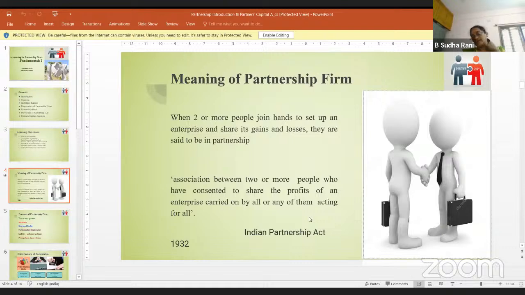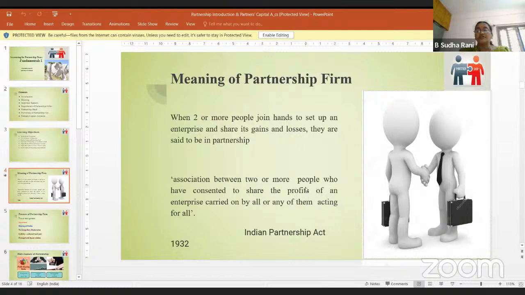So you all know the meaning. What does a partnership firm mean? A form where two or more individuals join together to run a business and share the profits or losses of that business, we call a partnership. If you look into the definition, an association between two or more people who have consented to share the profits of an enterprise which is carried on by all or any of them acting for all, is called a partnership as per the Partnership Act 1932.